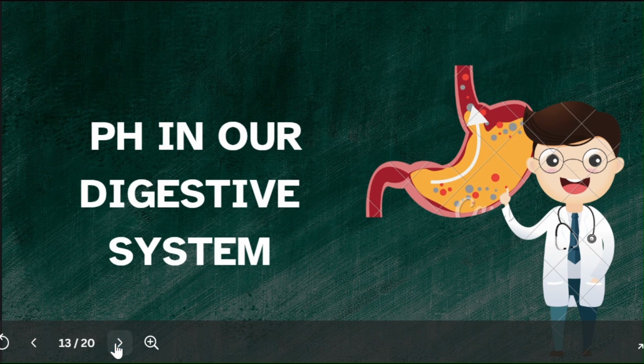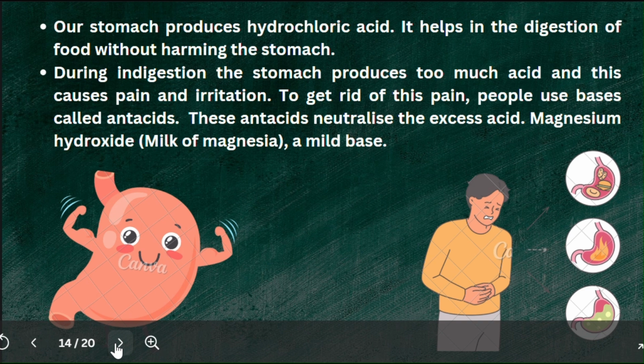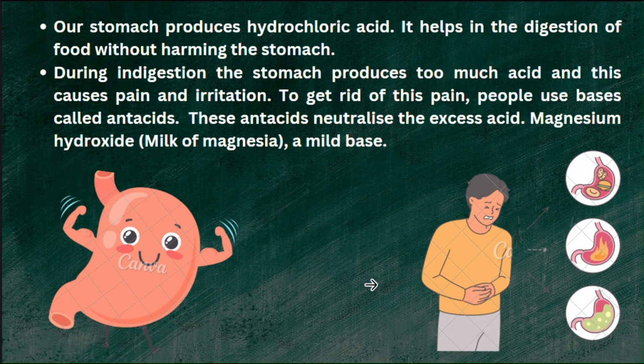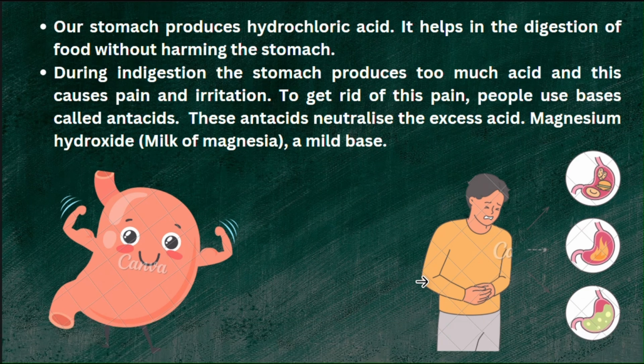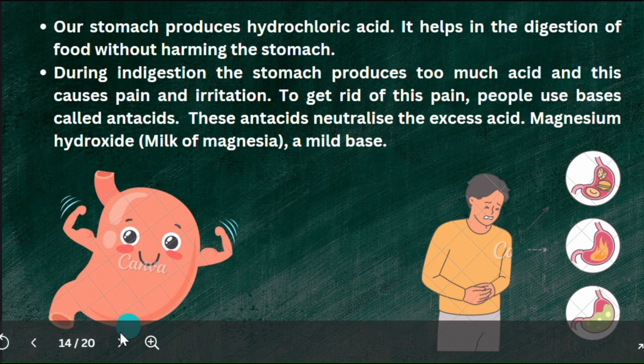pH in our digestive system. Our stomach produces hydrochloric acid, which is also known as HCl. This helps in the digestion of food without harming the stomach. During indigestion, the stomach produces too much acid, and this causes pain and irritation. To get rid of this pain, we use a base, known as an antacid. Some of the antacids are magnesium hydroxide, which is milk of magnesia. It's a very mild base. This is used to neutralize the excess acid.